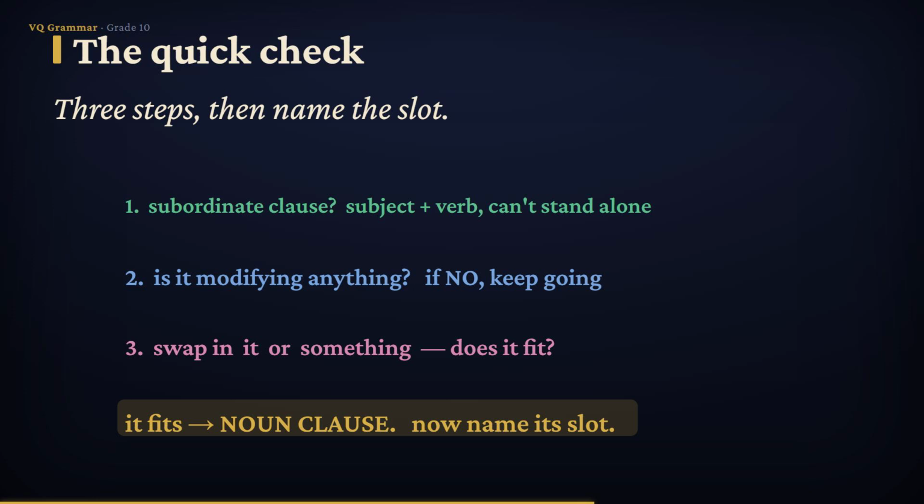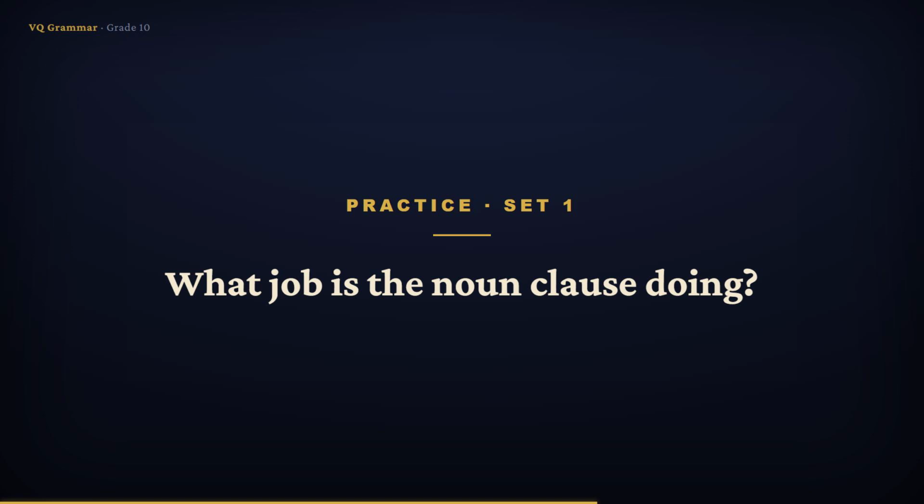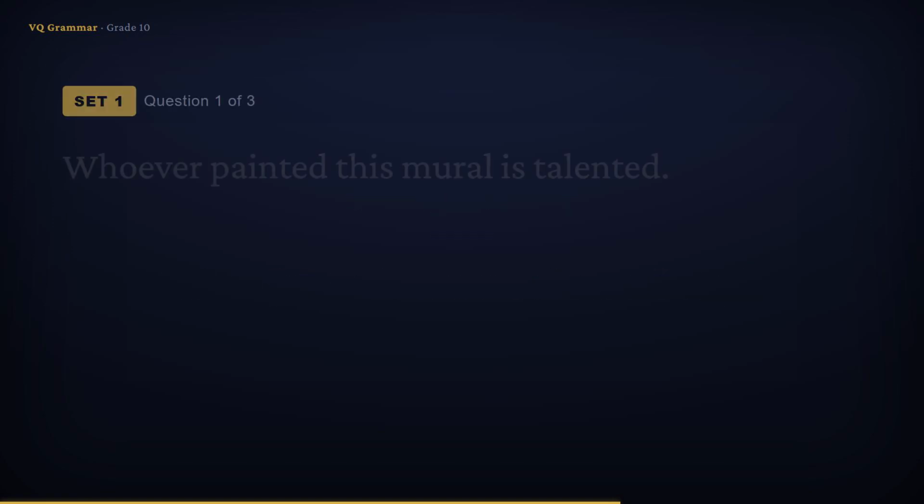Let's try a few together. In this first set, every sentence already contains a noun clause. Your job is to name the slot it is filling. Find the clause, then ask what a noun would be doing in that exact spot. Pause the video and choose before I reveal each answer.